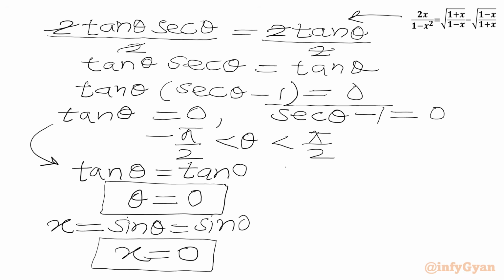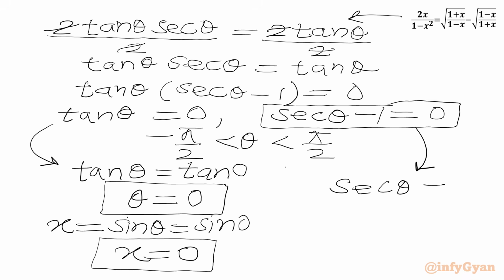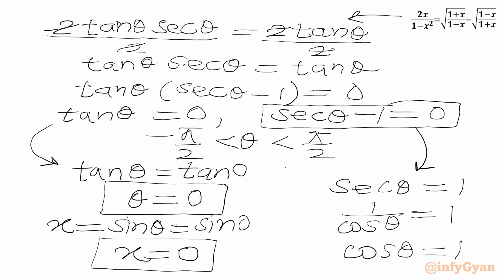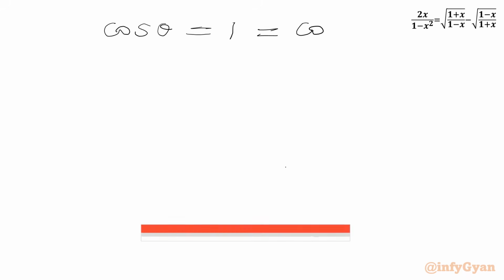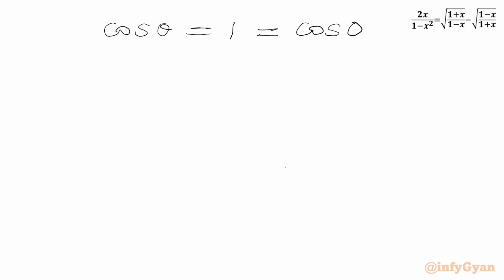Now we are going to consider second equation. So I can write sec theta equal to 1. Now sec theta is 1 over cos theta, will be equal to 1. So we can write cos theta will be equal to 1. Now cos theta is equal to 1. Theta lies in the interval minus pi by 2 to pi by 2. I can write easily, this is true for cos 0. So we will get theta equal to 0.